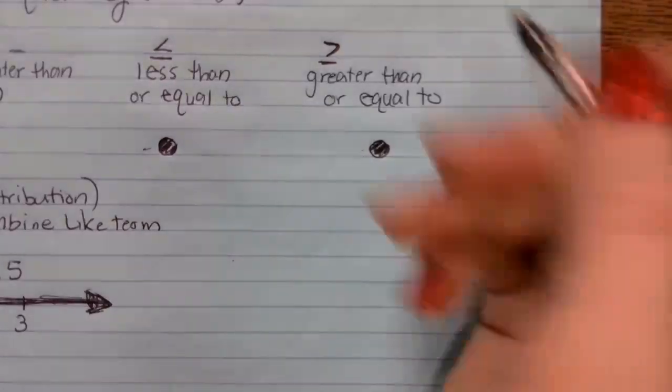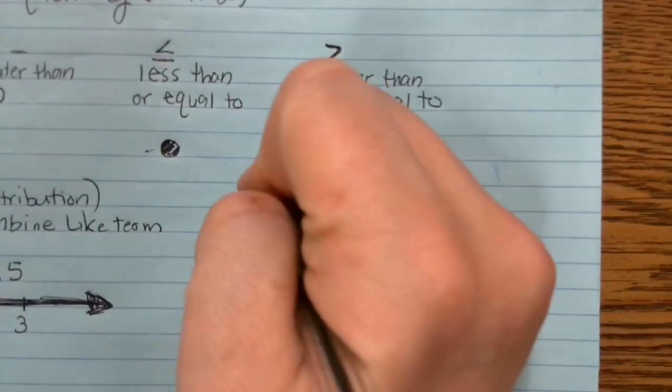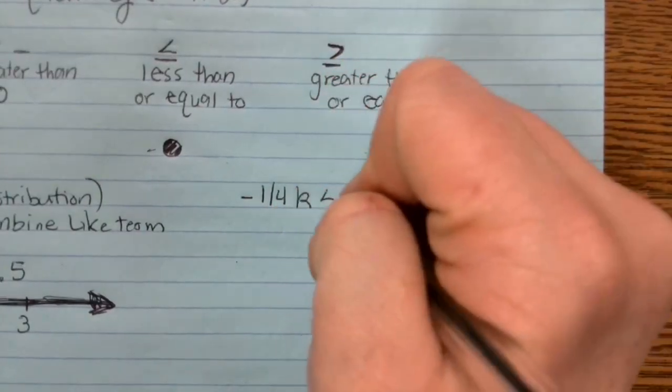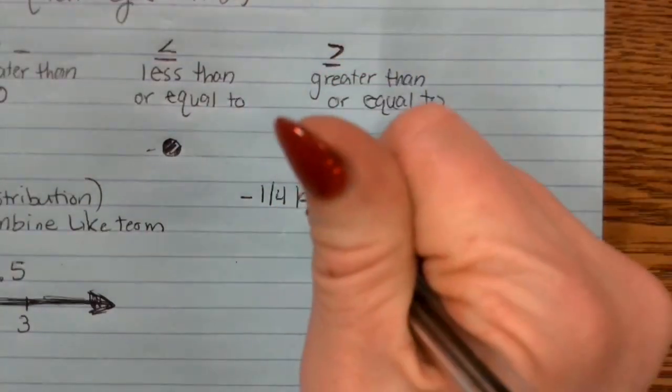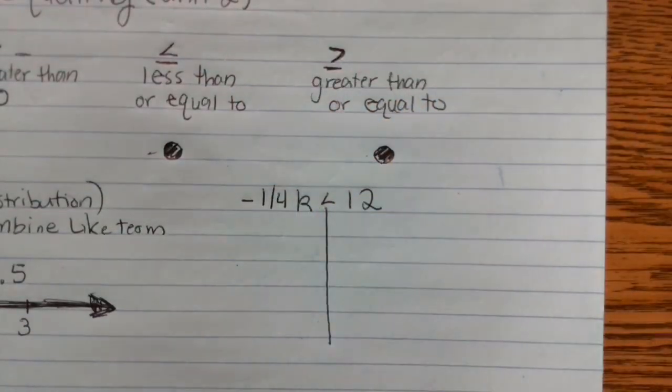Alright, let's look at another example of solving inequalities. So we're going to do negative 1/4 k is less than 12. So again, we're just going to solve this like an equation. I'm going to draw my line of opposites. So remember, when I go across the line, I have to do the opposite.